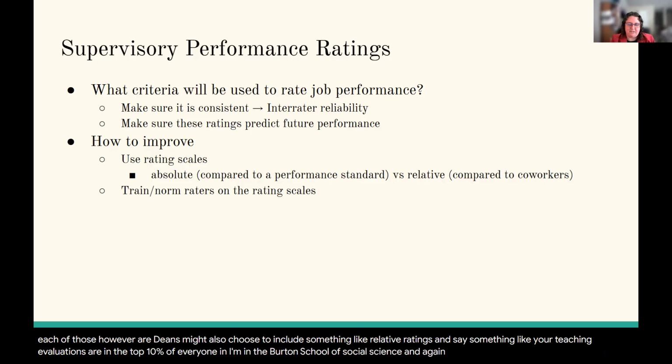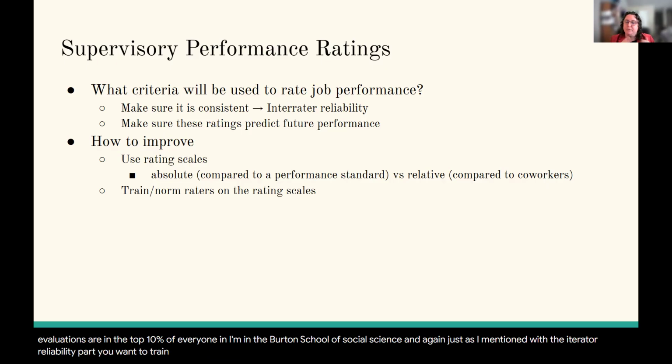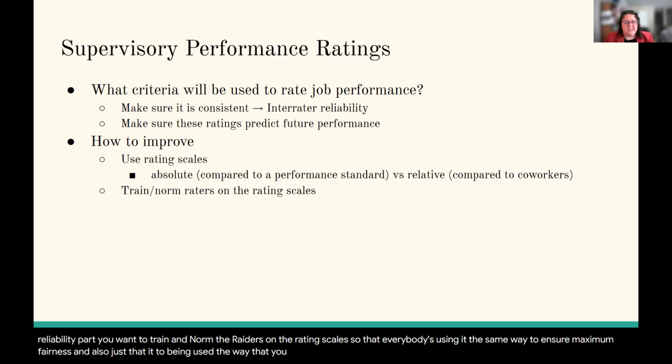And again, just as I mentioned with the inter-rater reliability part, you want to train and norm the raters on the rating scales so that everybody's using it the same way to ensure maximum fairness, and also just that it's being used the way that you created and intended it to be used.